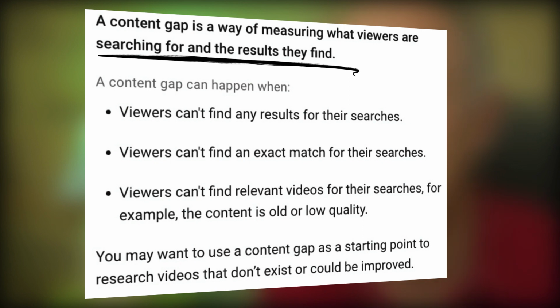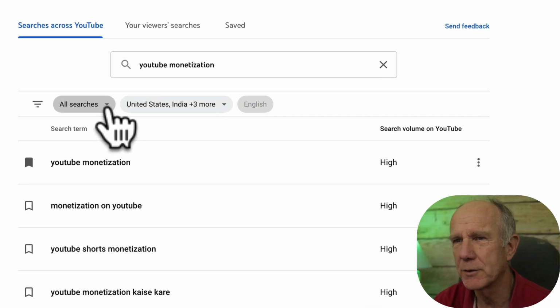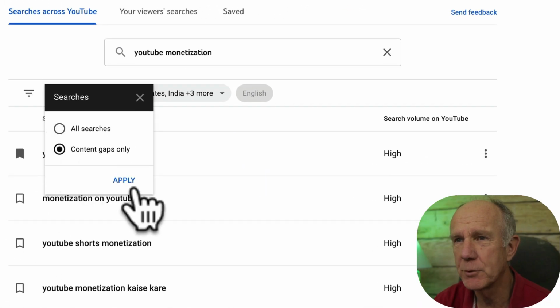Here's how to find content gaps. A content gap is a way of measuring what viewers are searching for and the results they find. This happens when viewers can't find any results for their searches, viewers can't find an exact match for their searches, viewers can't find relevant videos for their searches, for example, the content is old or low quality. Using a content gap is a great way to start researching videos that don't exist or could be improved. Click the drop down next to all searches, click Content Gaps Only, click Apply.